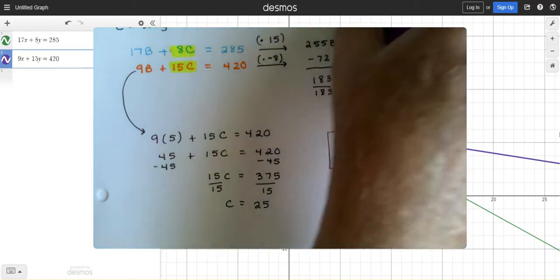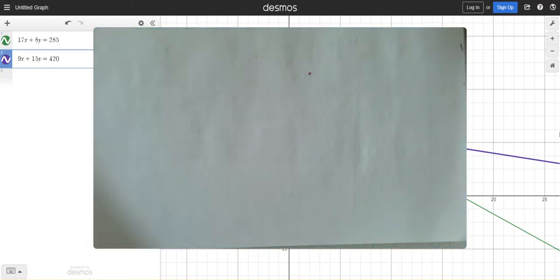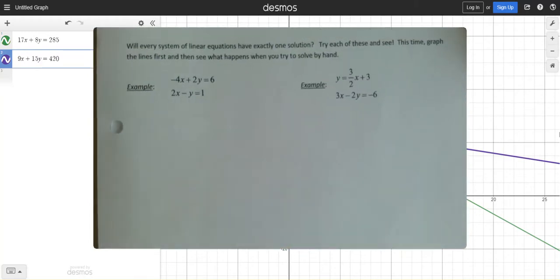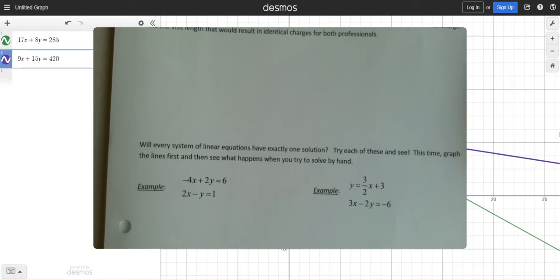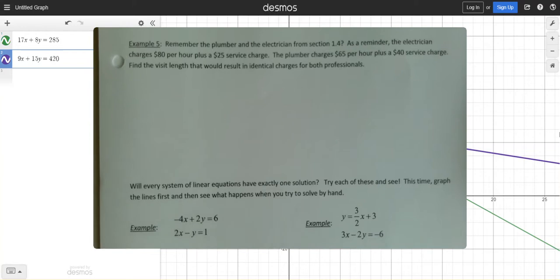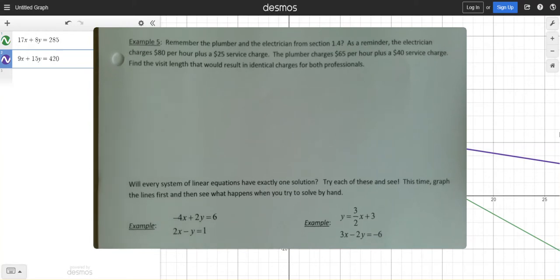All right. My next example actually kind of goes back to a previous problem that we did. Remember back in the early part of this chapter, we had that problem about the plumber and the electrician. Just a reminder, the electrician charged $80 an hour plus a $25 service charge. The plumber was $65 an hour plus a $40 service charge. And the question was to find the visit length that would result in identical charges for both professionals.